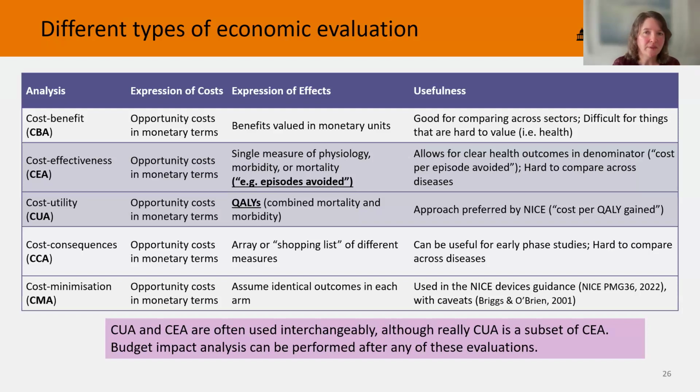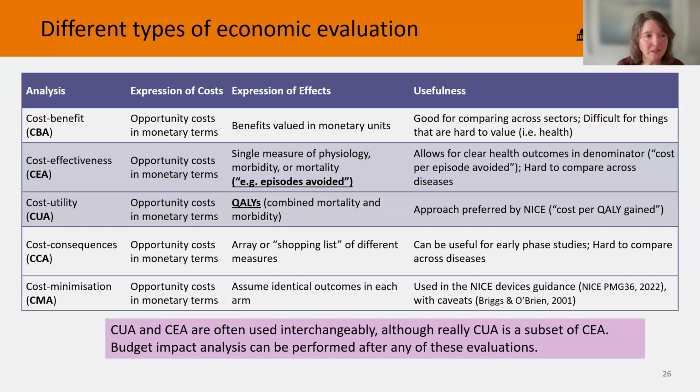We use that as a measure of effects. Then the next one down is QALYs, and this is because we are thinking about bodies like NICE who want to approve things across a range of different disease areas. They want something generic. So that's how QALYs came about. It combines mortality and morbidity. It can be used in any disease area, more or less.